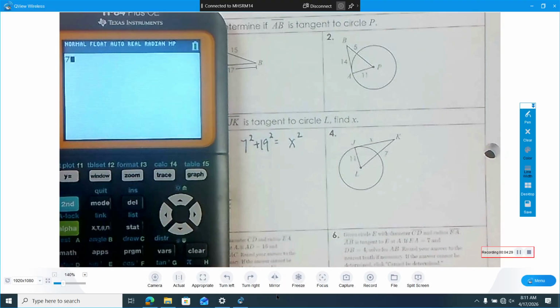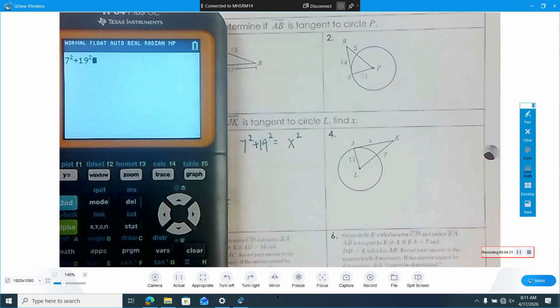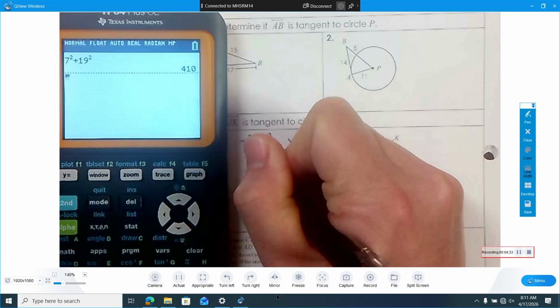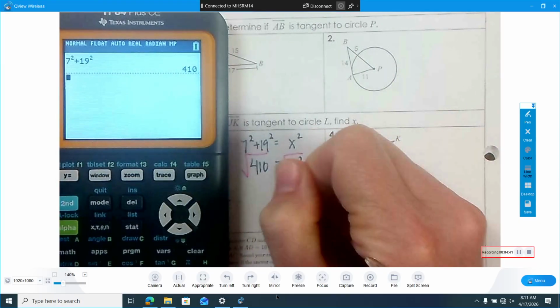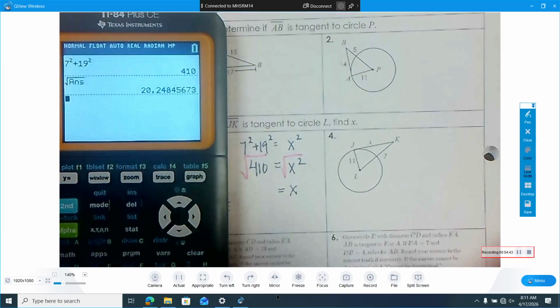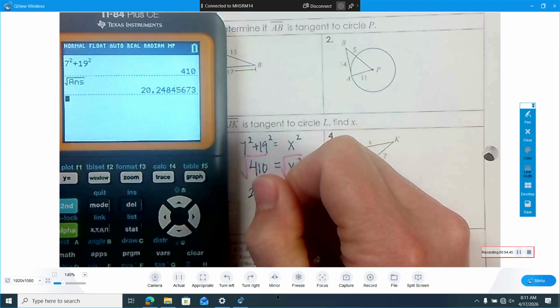So 7 squared plus 19 squared is 410. And then how do you get X by itself? Square root both sides. X equals the square root of my answer, which is 20.2-ish.